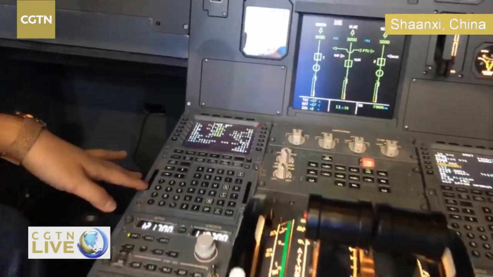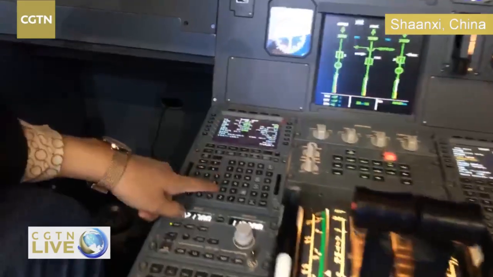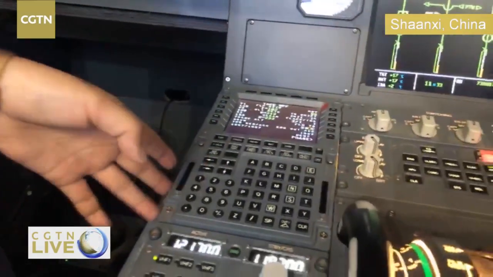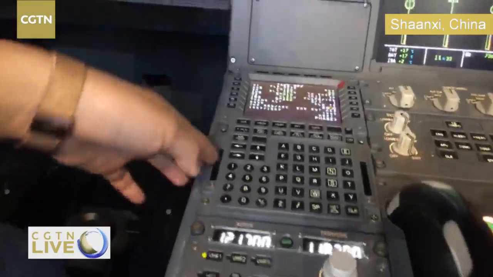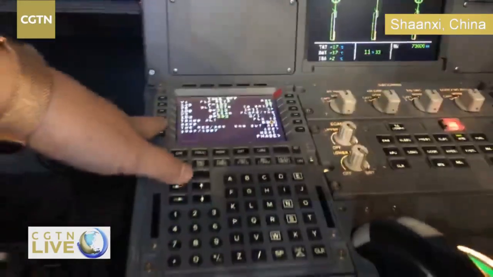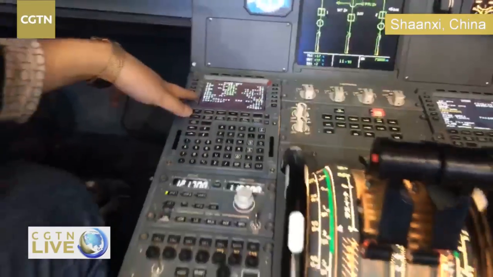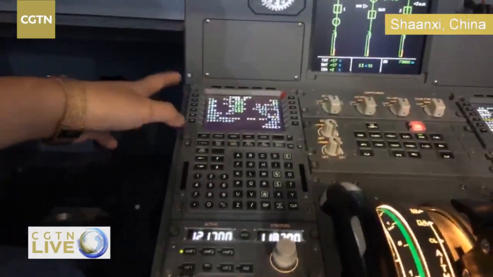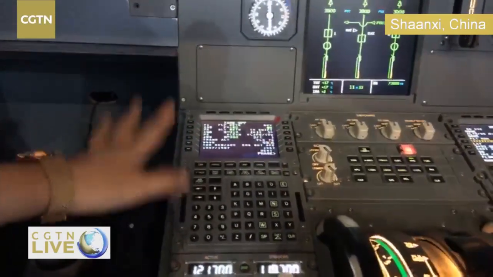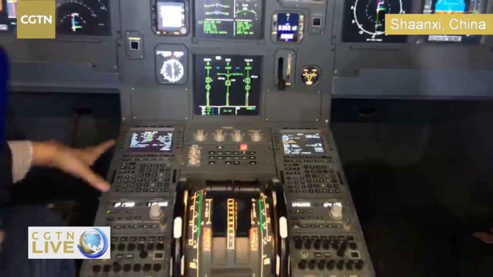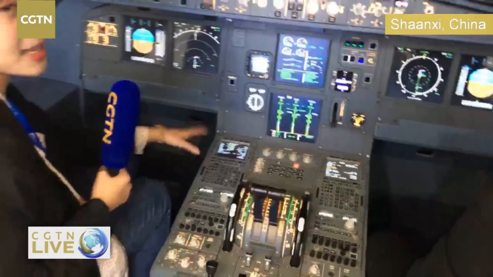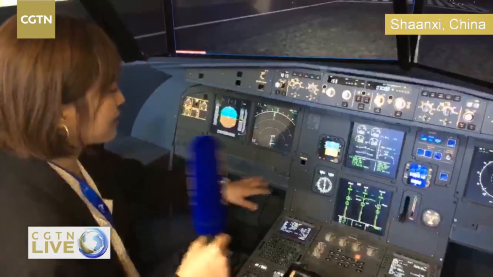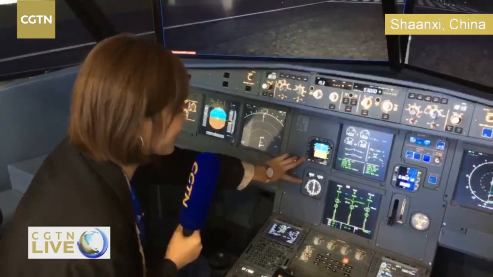And if the pilot wants to input some important information, it will show the speed and also the direction and also other information like takeoff, the departure and destination, and so on and so forth. So these two computers are very important in this aircraft. Okay, so how about these two small screens over here?